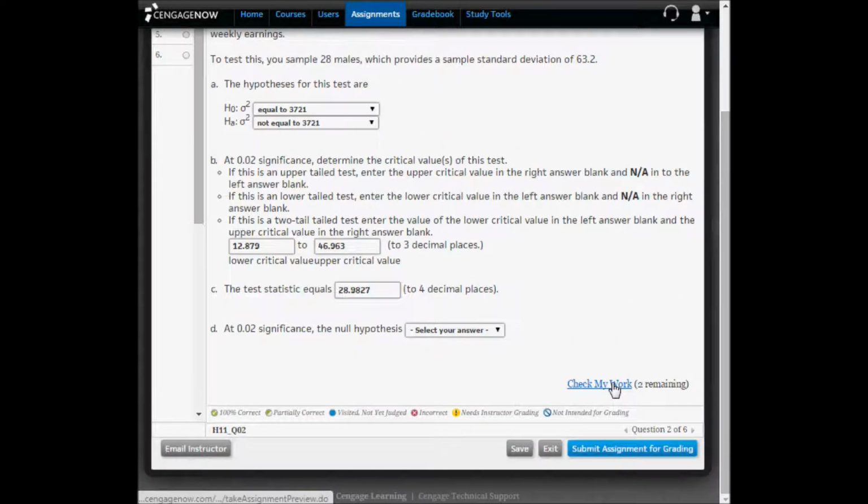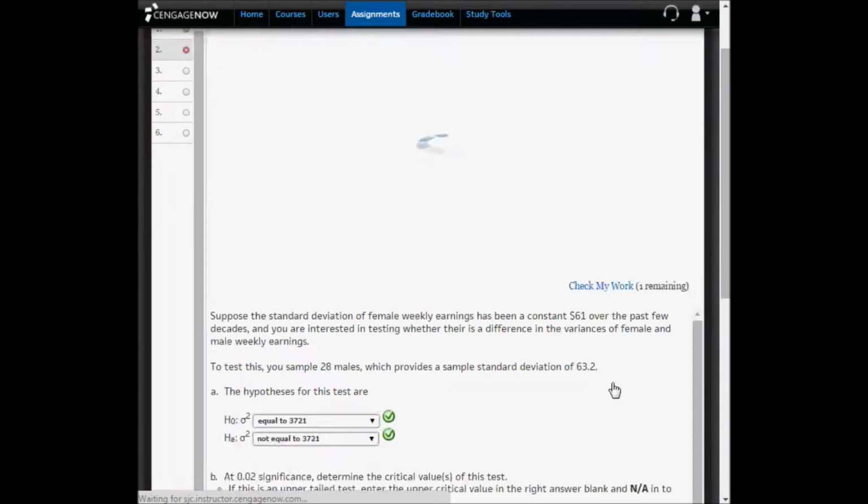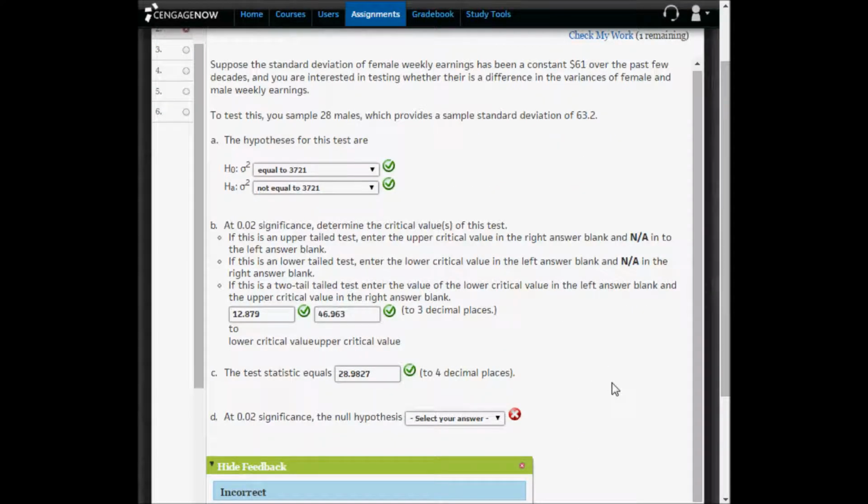Now I'm going to go ahead and double check my work, see if everything so far is correct. It should be, and it is. So, is my test statistic in between the critical values? If it is in between the critical values, then the difference between the male variance and its hypothesized value is insignificant, and that is the case here. So we have evidence in support of the null.